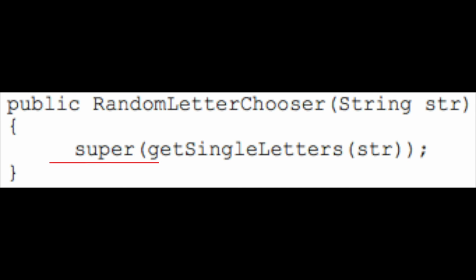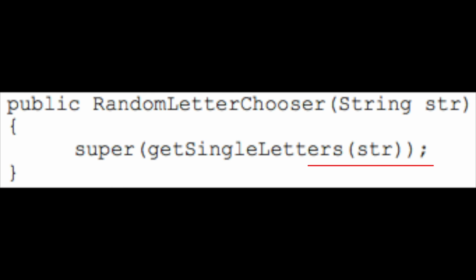The line starts with the keyword super, which is used to refer to a superclass method. Then after super, send the string parameter to the method getSingleLetters in the random string chooser class.